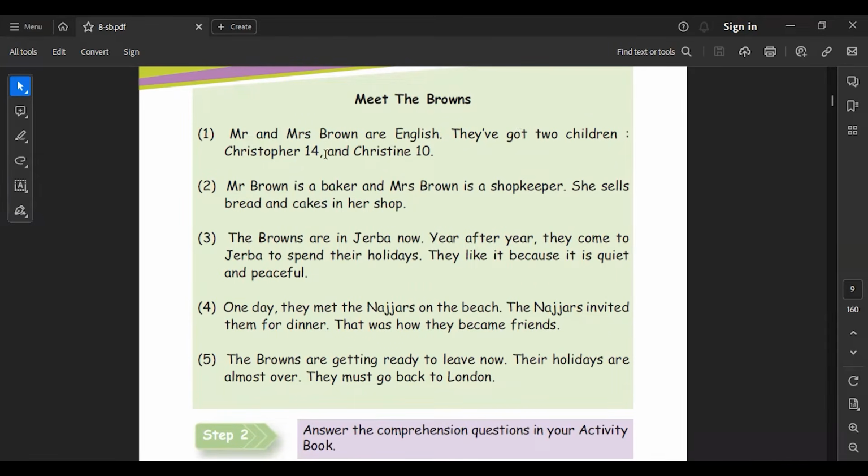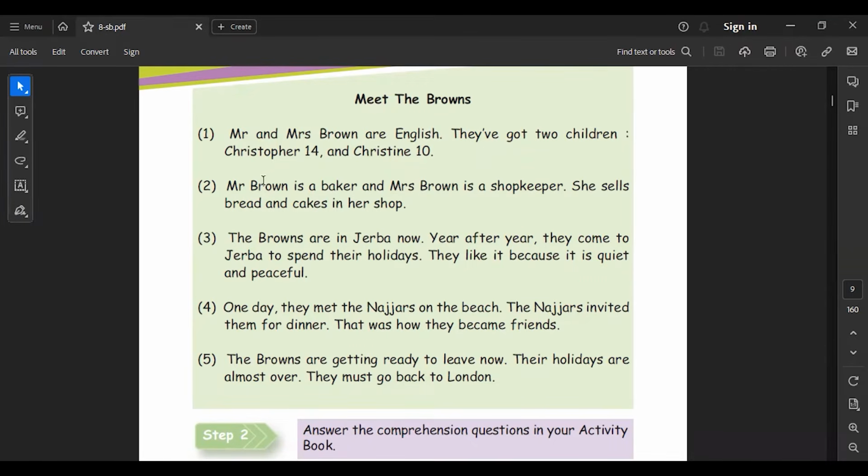They've got two children, Christopher 14 and Christine 10. So the family of Browns is composed of 4 members. We have Mr. Brown and Mrs. Brown who are the parents, and of course they have 2 children who are Christopher, 14 years old, and Christine, who is 10.